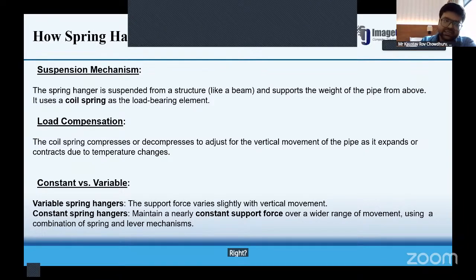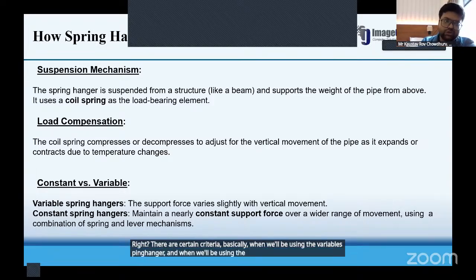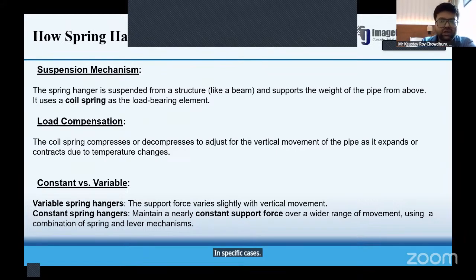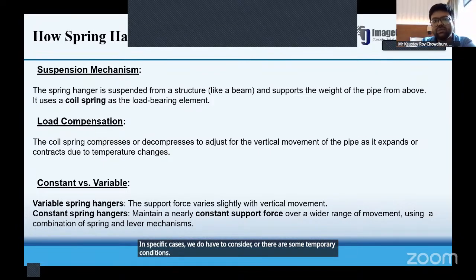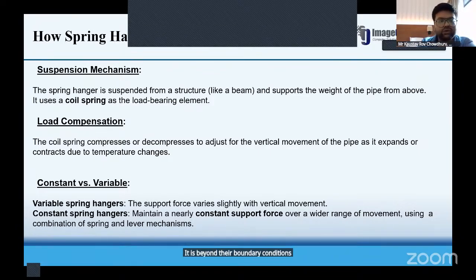But there are certain criteria for when we'll be using the variable spring hanger and when we'll be using the constant spring hanger, because we know that the constant spring hanger comes with a higher price. But as far as safety is concerned, in specific cases we do have to consider some boundary condition. If it is beyond that boundary condition, then we must use the constant spring hanger. Else we can very well go with the variable spring hanger.